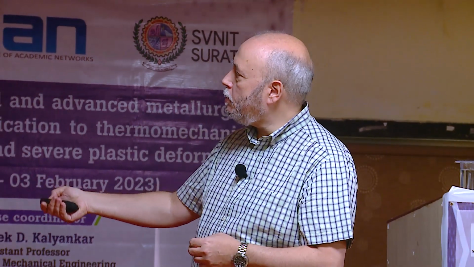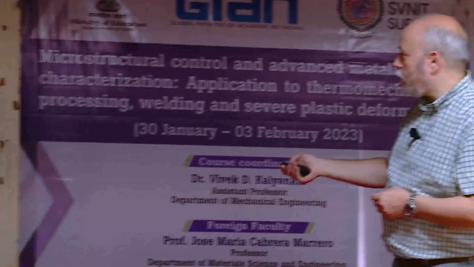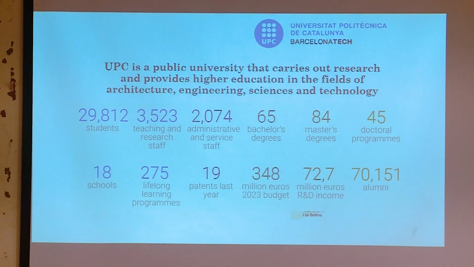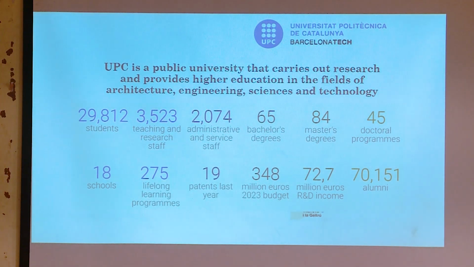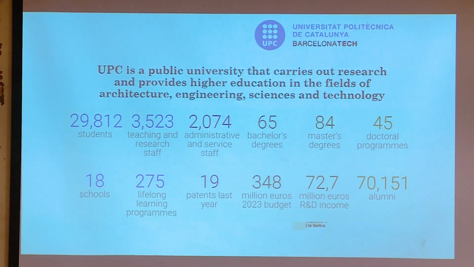These are some figures of our university. We are a public university, carrying out research and higher education in the field of architecture, engineering, science, and technology. We are around 30,000 students, 3,500 teaching and research staff. Probably the most important figures are here. We are the number 1 university in catching sources for R+D, especially connected with industry. We are the university that get much more direct money from industry for doing research than the others in Spain. The total budget is 350 million euros, and 70 million come from R+D.